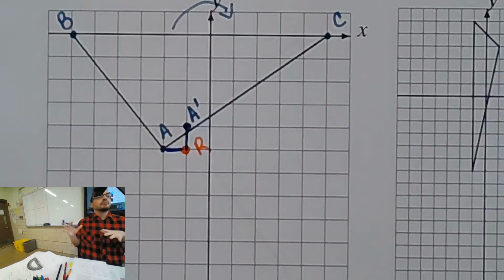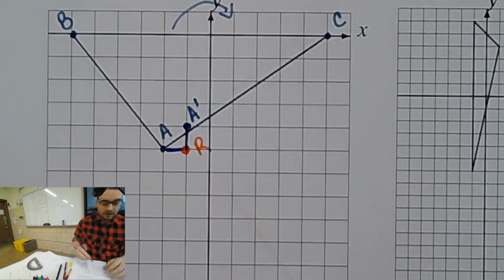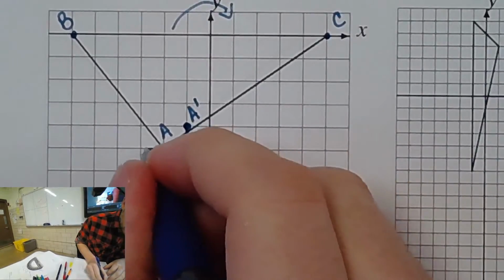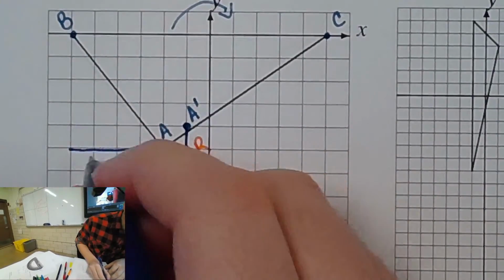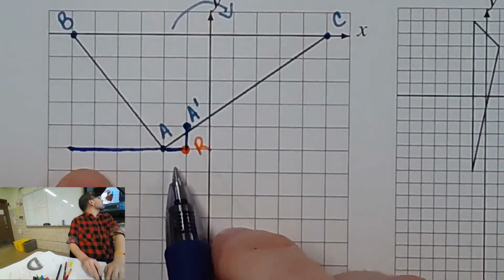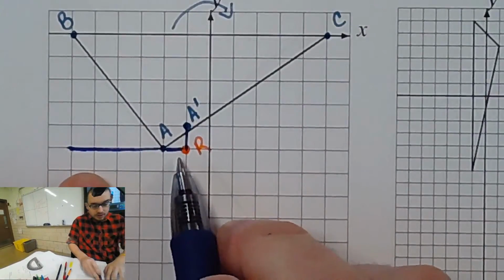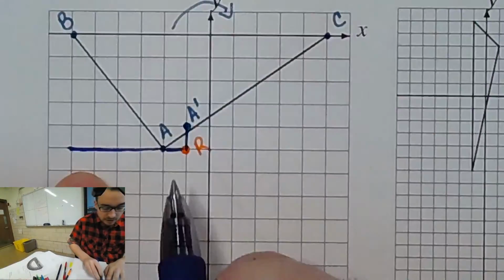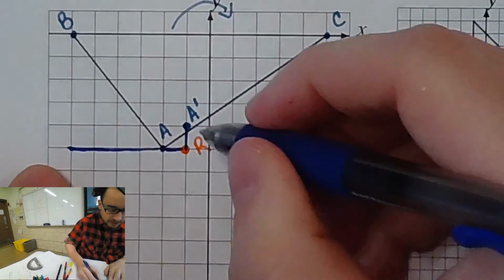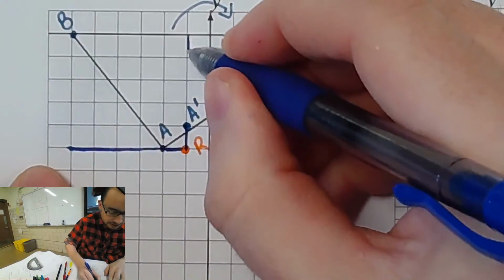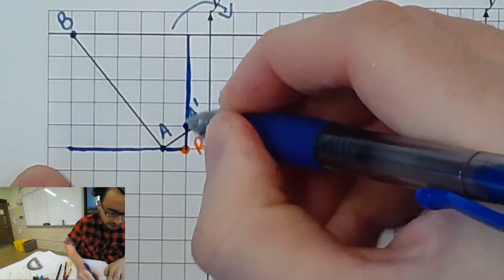Everybody cool with A to A prime? Yeah? Awesome. So now we're going to go from R to B. Notice they share the same blue leg. So it's going to be somewhere on here for our blue leg, just a little bit longer. 1, 2, 3, 4, 5. Up to here. Same blue leg.